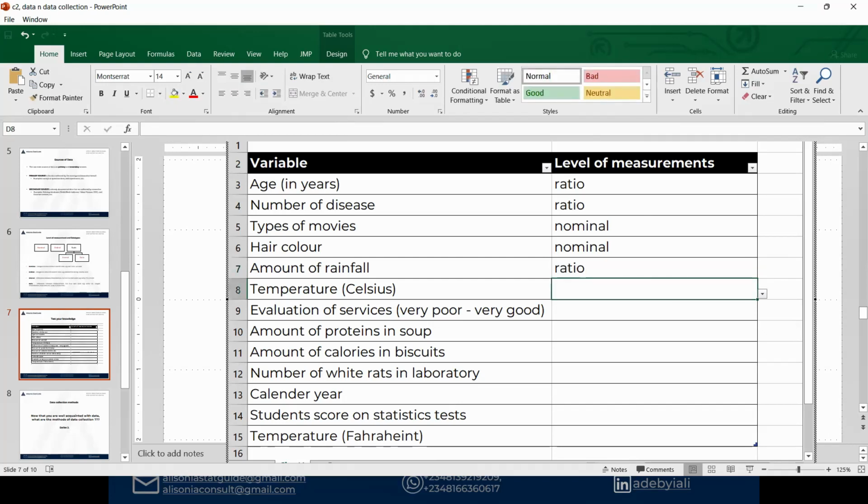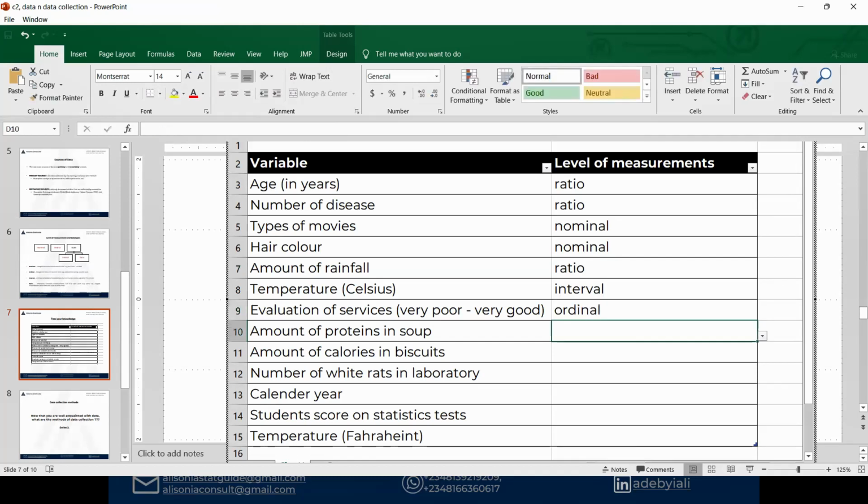Temperature in Celsius, we talked about this before. That one is interval. No zero value exists. 0 degrees Celsius does not mean that there's no temperature. For this one, evaluation of service, you want to measure maybe very poor, very good. Thank you. This is ordinal. I'm being fast now because of time.